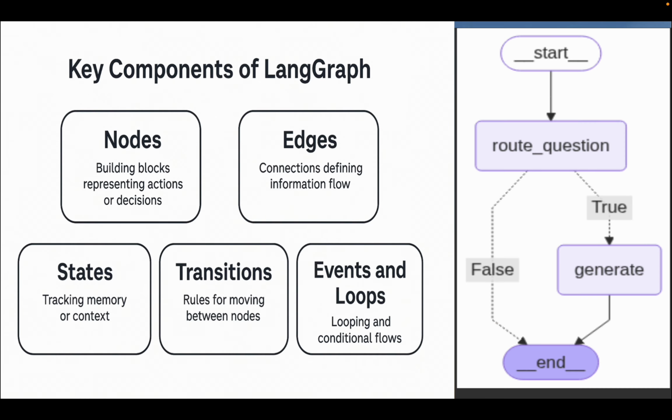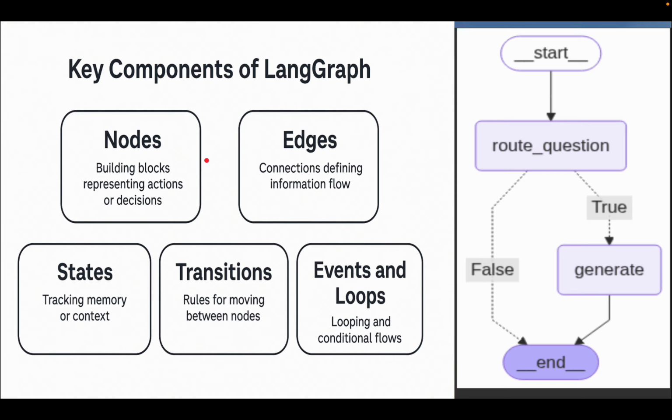Now, enough of talks, let's jump into the key components of LangGraph. There are 5 key components of LangGraph: nodes, edges, states, transitions, events, and loops, and we are going to cover all of them one by one. So what are nodes?